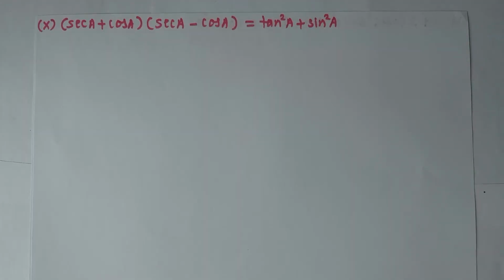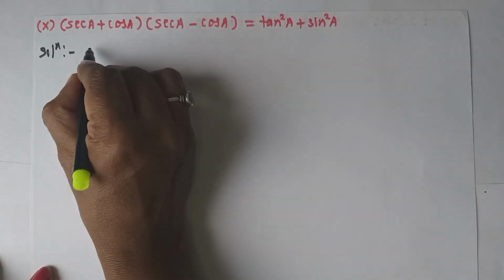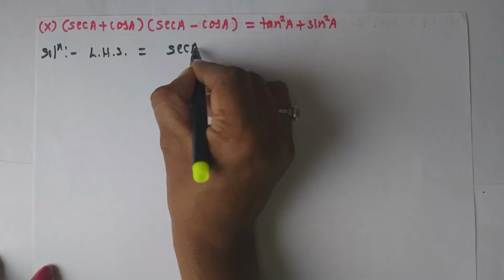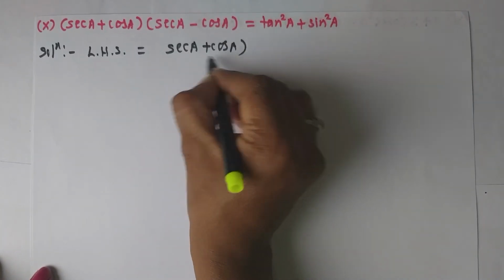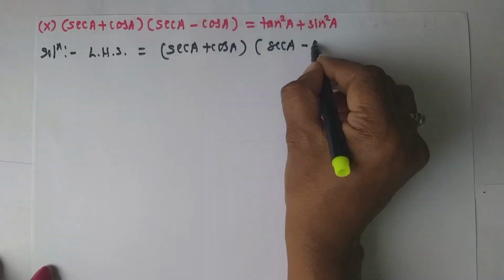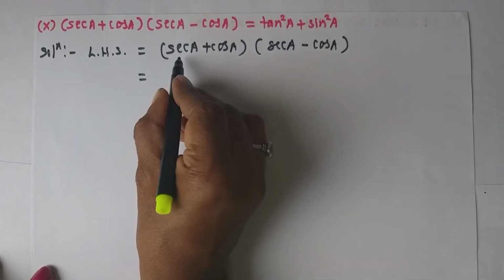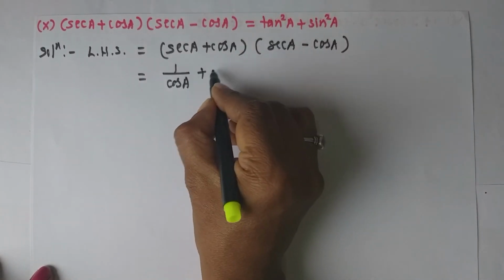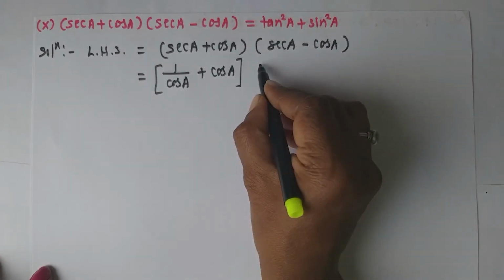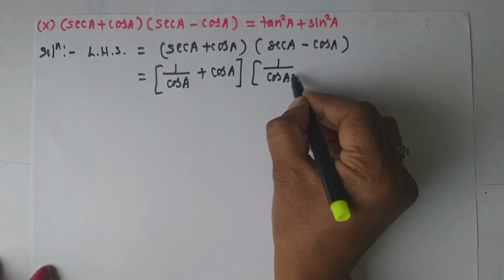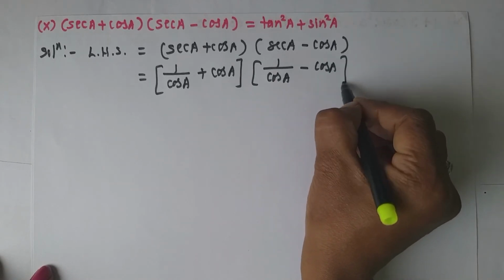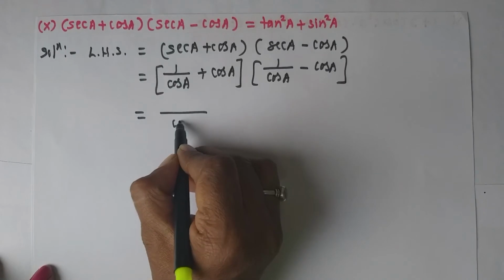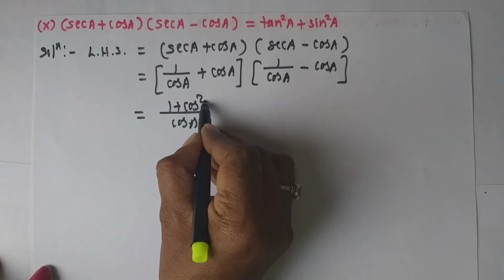Sec a plus cos a, in the second bracket sec a minus cos a, is equal to tan square a plus sin square a. Again it is very simple. You write down in the solution left hand side, that will be sec a plus cos a, and second bracket sec a minus cos a. Okay. Now sec a means it is the reciprocal of cos a. Therefore you write down 1 upon cos a and this cos a as it is. For the second bracket again 1 upon cos a minus cos a. Okay. Now you take the LCM. This is cos a and this is 1 plus cos square a.